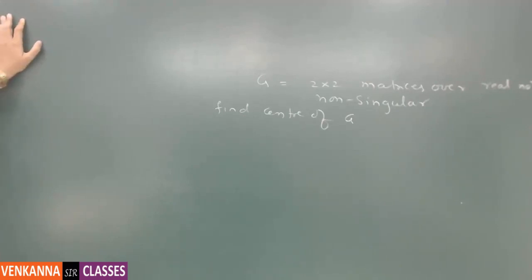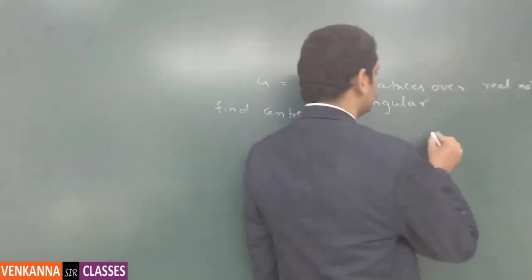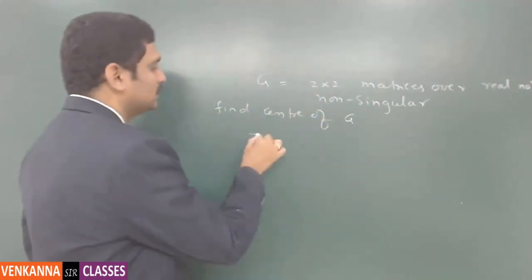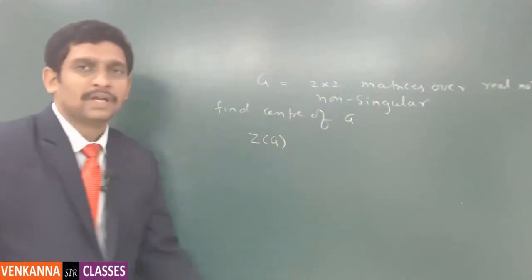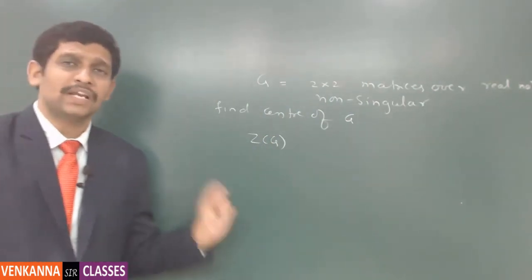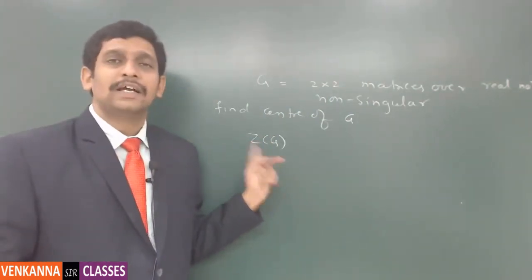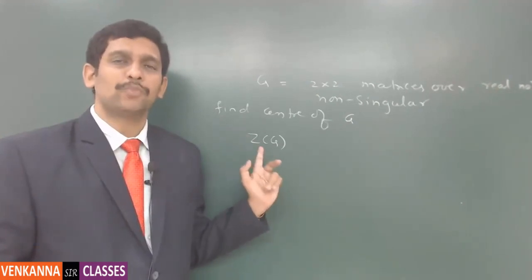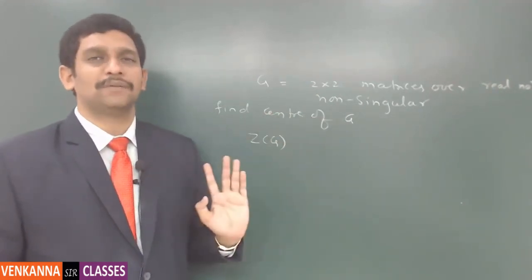In the group, we have considered all 2 by 2 non-singular matrices over real numbers. And I need to calculate the center of the group G. By default, the operation is multiplication. That is always what we take into consideration. So if you say Z of G is the center, it means that whatever element you take in the center, it is satisfying the commutative property with each and every element of G.